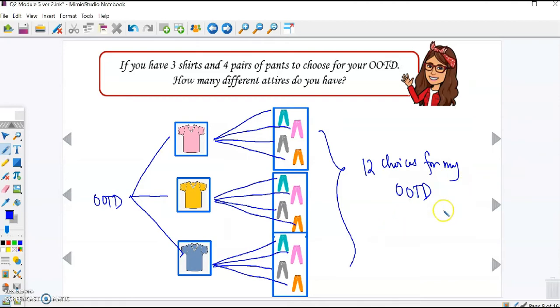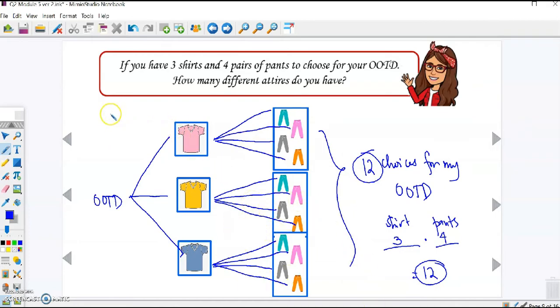So, if that's the case, what did we do here? We know that for every shirt that we have, we can actually pair it with the set of pants that we have. If we are going to analyze, we have 3 choices for the shirts and 4 choices for the pants. We can just multiply them, 3 times 4, and we're going to have what? 12. Exactly. There are 12 attires to choose from for my OOTD, just like what we have in this diagram.